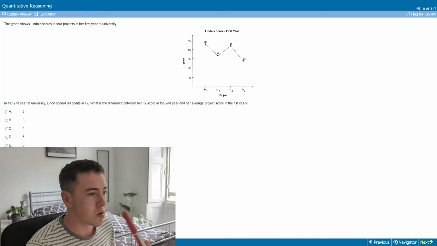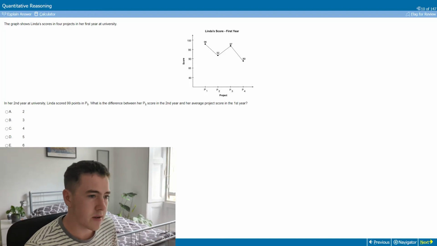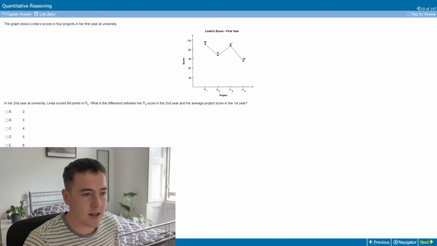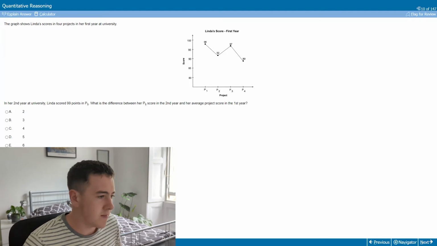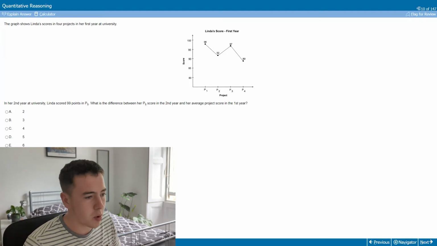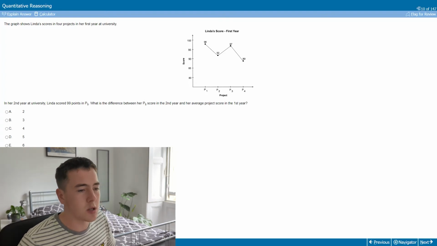The graph shows Linda's score in her 4 project years at university. Yep. So she got 98, 92, 97 and 89. In her second year she got 99 in a 5th project. What's the difference between her 5th score and the average of her first four? So we basically have to find the average.